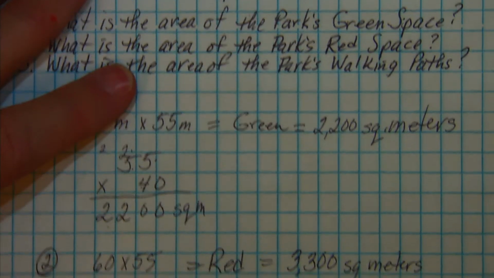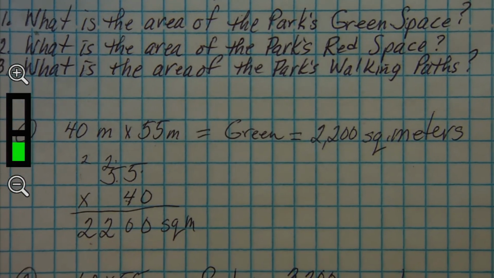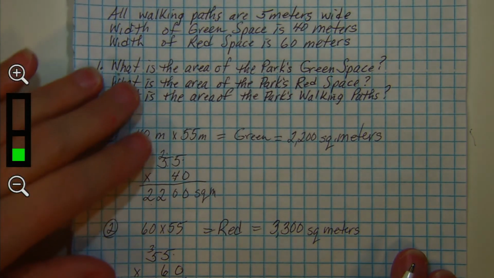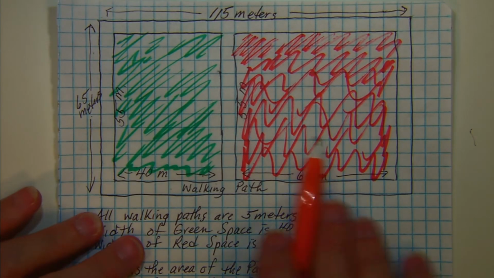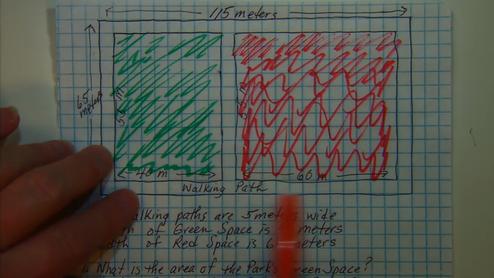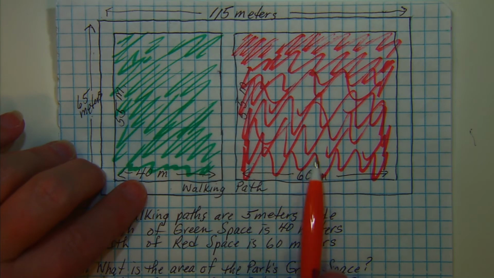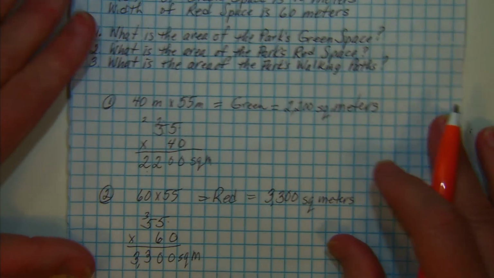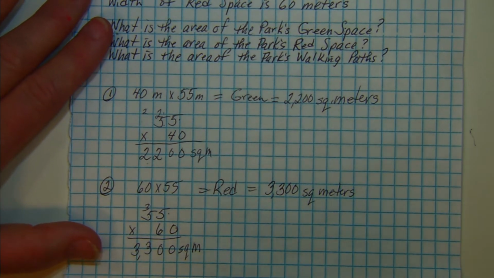So now I want to use my logic. Does it make sense that my red space has a greater area than my green? Well, they're both 55 high, but red is wider than green. So the area for the red should be greater, and it is. So that's a good calculation.